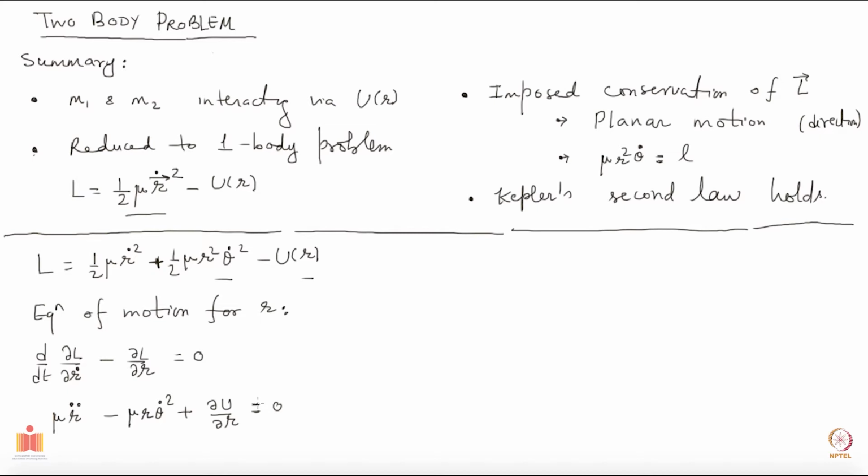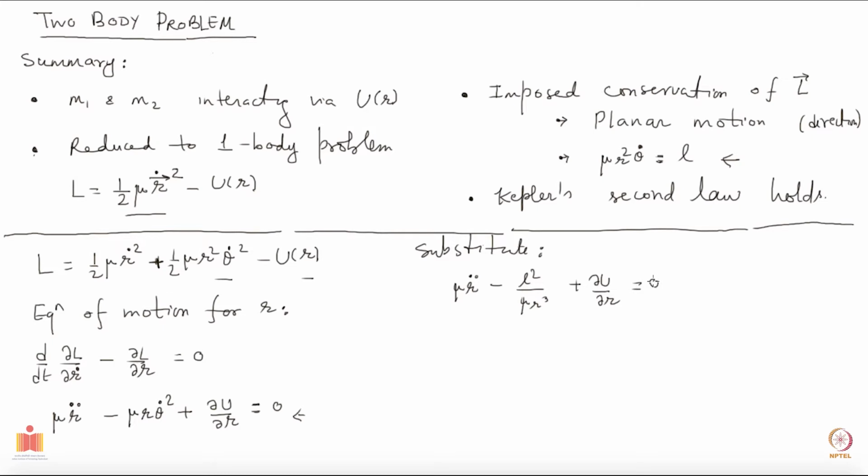Anyway, now we can substitute what we had for theta dot, this equation, in here, and obtain the following. We substitute, and we get mu r double dot minus L square over mu r cube plus del u over del r equal to 0.